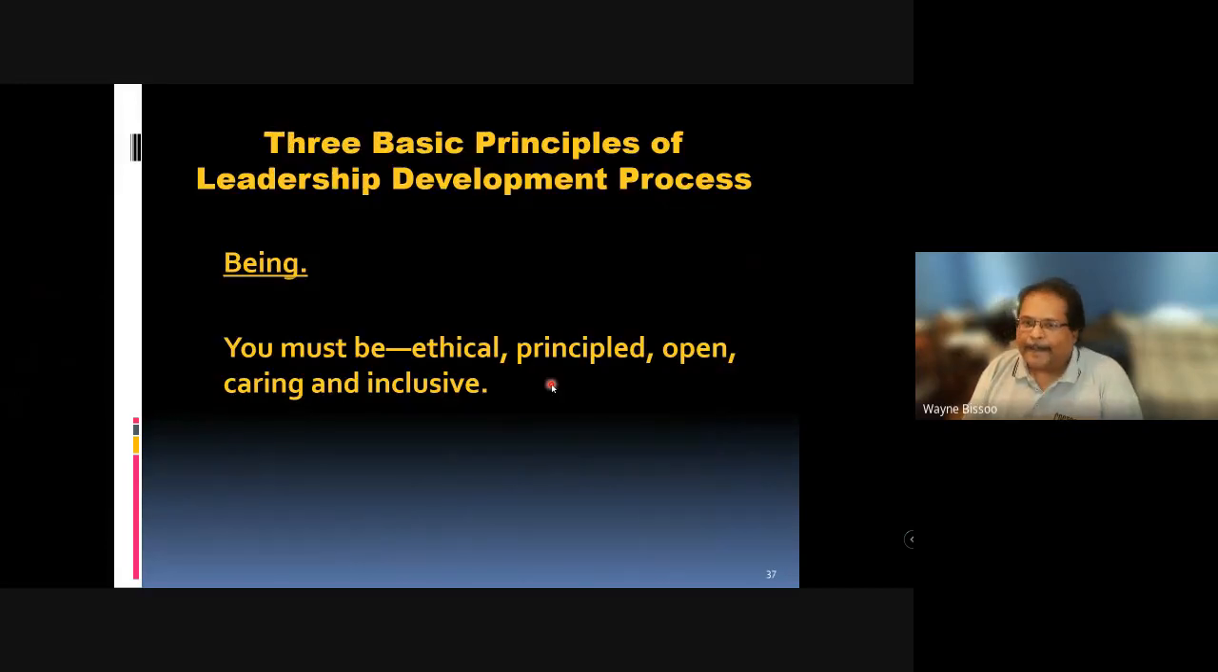All right. The next, so we said the first part is knowing. The next part is the being. You must be ethical, principled, open, caring, and inclusive. Now, ethical, we'll come back to a lot. Principled and ethical kind of speak to each other. Open, being open-minded, caring, and inclusive. Now, what does inclusive mean? What does that require of us to be inclusive?